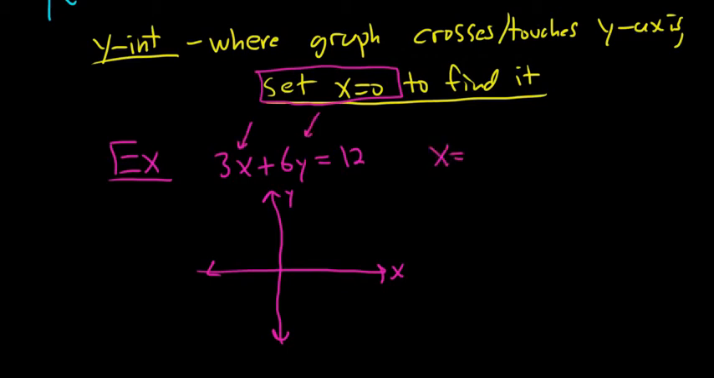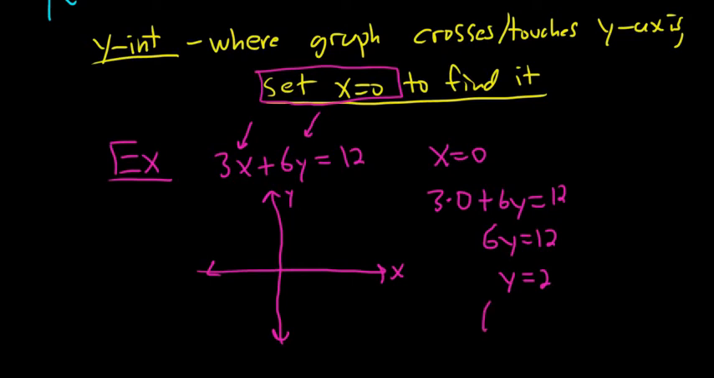So if x is 0, you get 3 times 0 plus 6y equals 12. So you get 6y equals 12. So y equals 2. We just divide by 6. So when x is 0, your y value is 2. So 1, 2, boom, there it is. So look at that, we found the y-intercept, right? So if you plug in 0 for x, you get y equals 2, and so you get 0, 2.